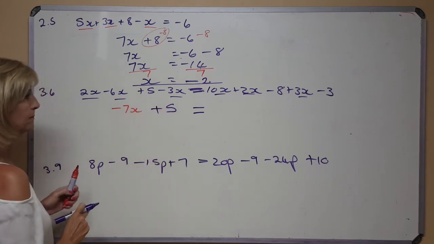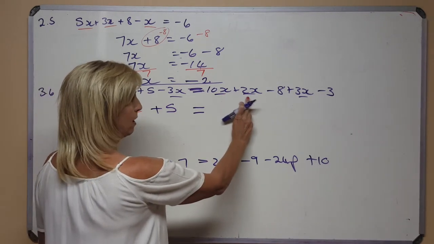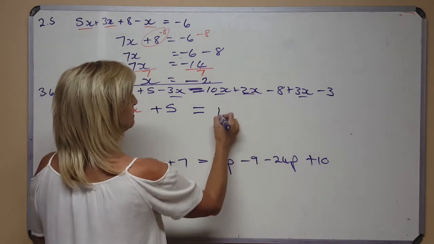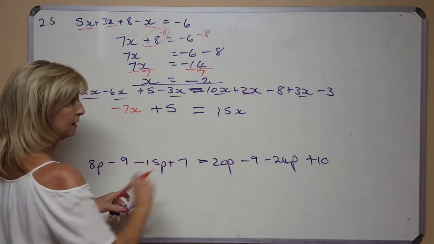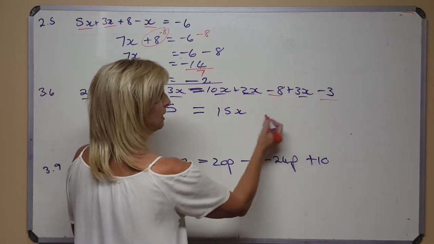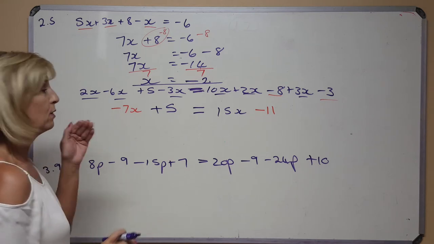Don't lose half the stuff along the line. Plus 5. On that side, when I add 10 plus 2 is 12, plus 3 is 15x. And those are also like terms. Min 8 en min 3 is ook gelyksoortig wat minus 11 vir my gaan gee. Nou lyk hy net beter.